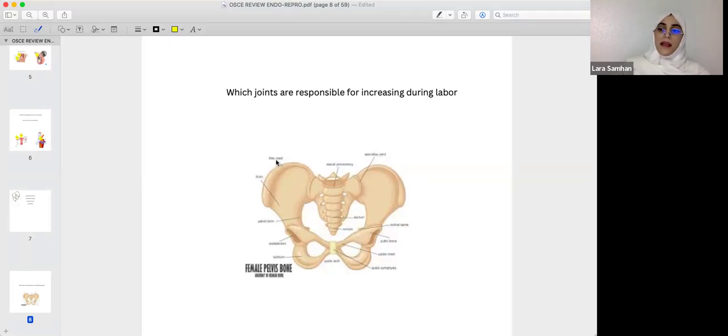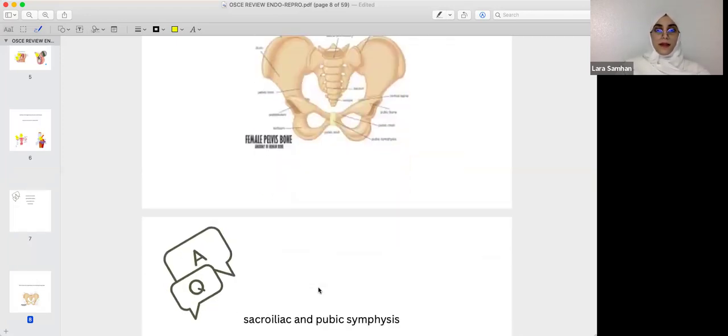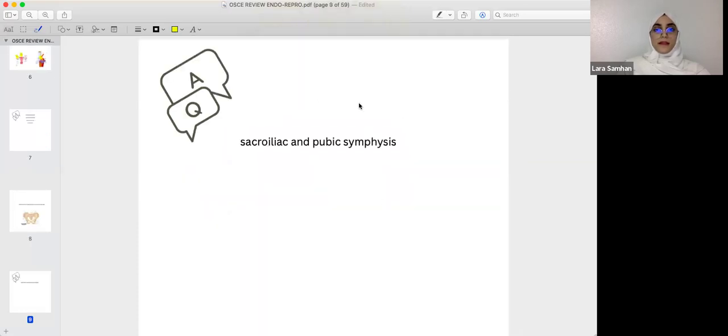sacroiliac joint. And also we have the pubic symphysis in here. Once the birth process happens and the female is in labor, the thing that helps in widening the pelvis and in the labor process is the sacroiliac joint. Here is the sacrum, and this is the iliac bone, so the sacroiliac joint is number one, and number two is the pubic symphysis. Those two joints help in widening and in having the baby pass all the way through the birth canal. Okay, perfect. So this is the correct answer.